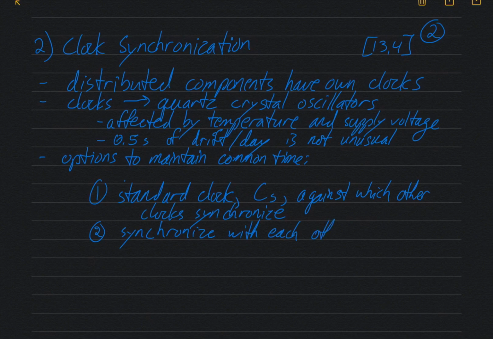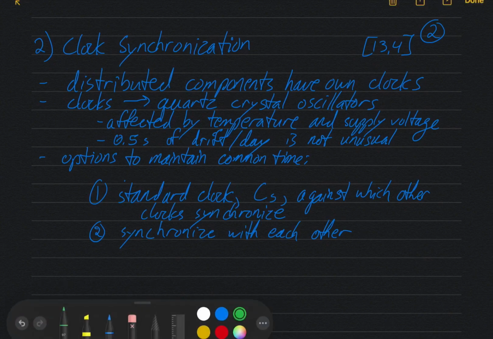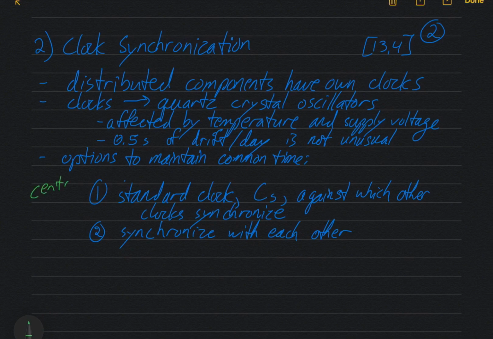with each other. This might be more appropriate if a high precision standard clock is not available, and what's more important is that they're able just to agree on what is a common time rather than what is the exact time. And so the first method here we can call centralized, and the second method is distributed.